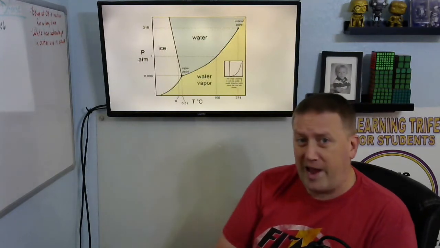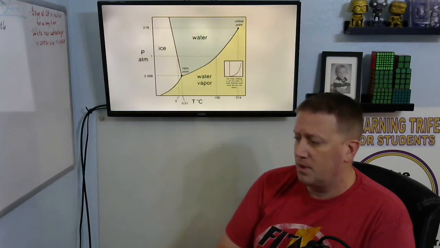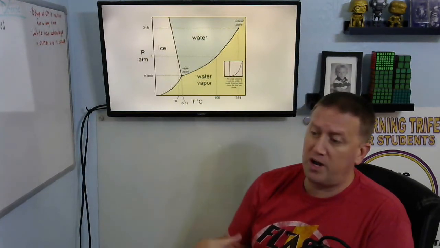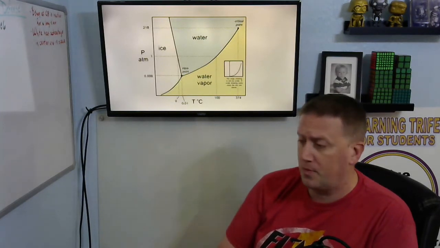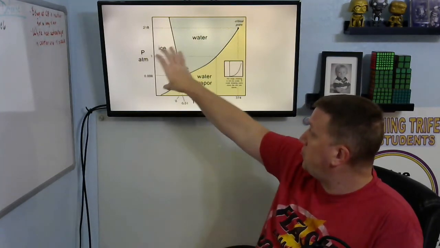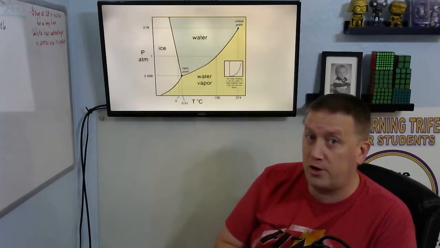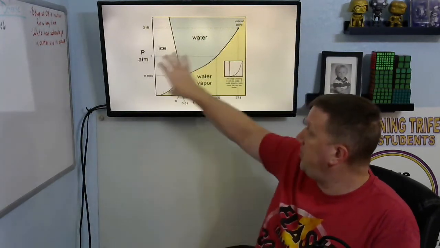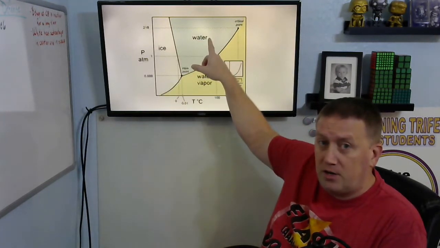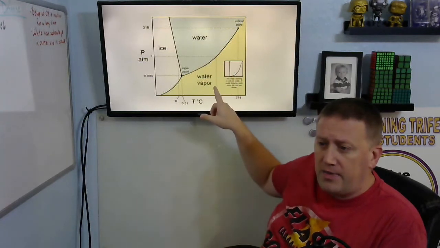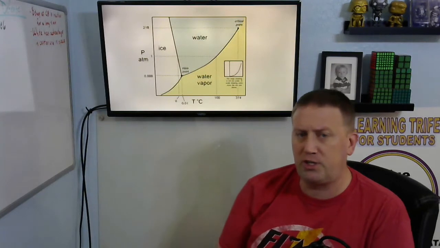And then our last phase change diagram. This is what a lot of people call the triple point diagram. We have the three phases, and this one is using water as an example. We have the three phases of matter. We have solid over here, liquid up here, and then a gas down here.